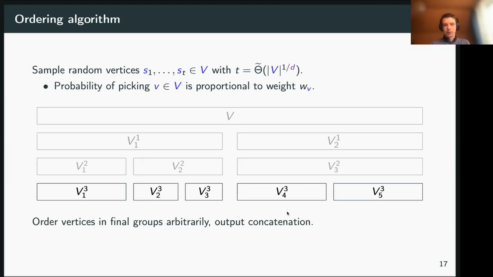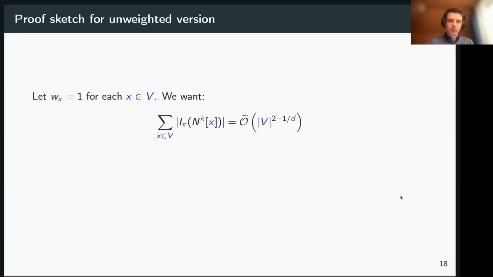Okay, so it looks like magic probably. So why does it work? Okay, so I will just show, as I said, a rough sketch of the proof for the case where the weights are 1, so the unweighted case. In this case, we just want the sum of interval representations for this vertex order to be subquadratic in V, namely V to the power 2 minus 1 over D. Or in other words, we want the average interval representation size to be sublinear, not the maximum, but the average.